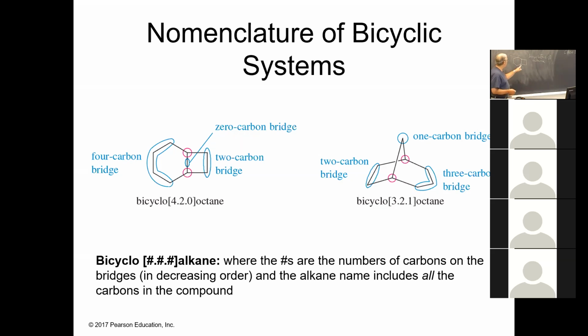Yeah. When I went this way, I crossed 4 carbons. When I went this way, I crossed 2. Then when I went this way, I crossed 0 carbons. So the last number is the one in between the bridge. Yeah, the last one is 0. And we go in descending order, largest first and then smallest last.